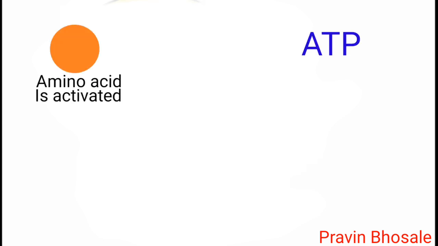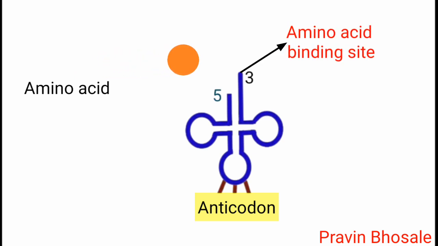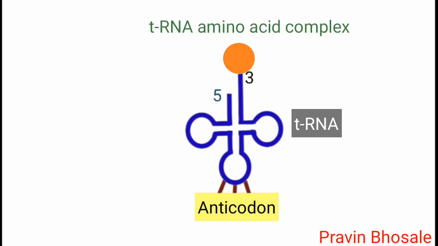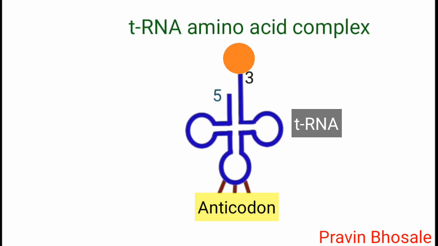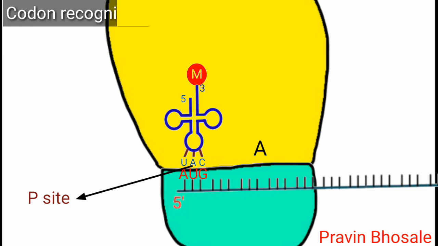The amino acid is activated by utilizing energy from an ATP molecule. This amino acid binds with the amino acid binding site of tRNA. This results in formation of a tRNA amino acid complex. Addition of an amino acid occurs in a three-step cycle. Codon recognition.